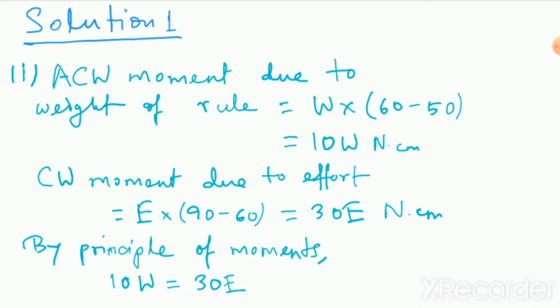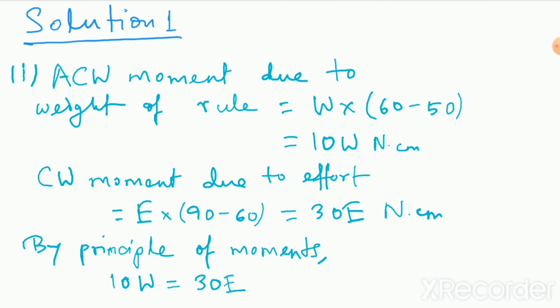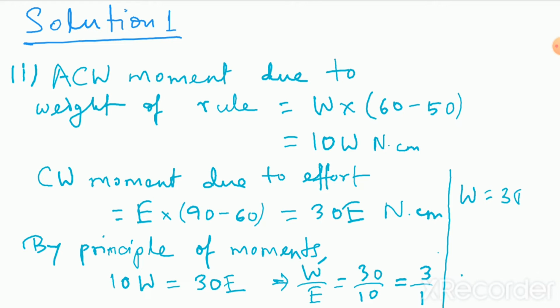Okay, it has been asked in the question to state with reason whether the weight is greater than the effort. So we can write this equation in this way. This implies that W by E is equal to 30 by 10, that is equal to 3 by 1. Therefore, we can say that W is equal to 3 into E. So definitely the weight of the rule is 3 times the effort applied. So our weight W will be greater than the effort E applied. Okay, so this is the first part of the solution.